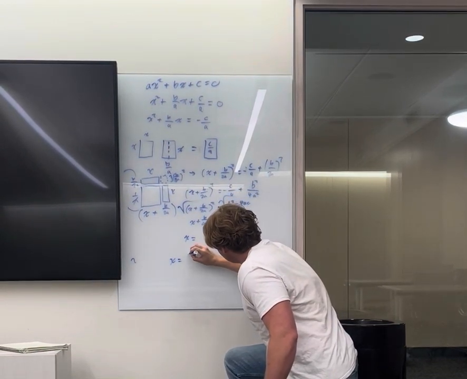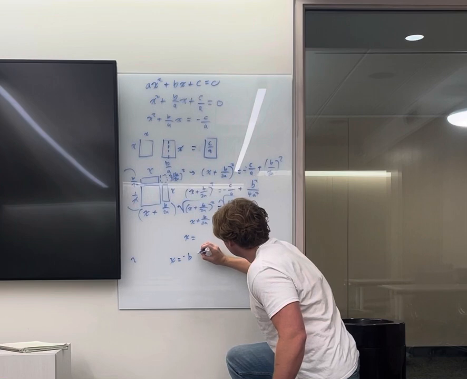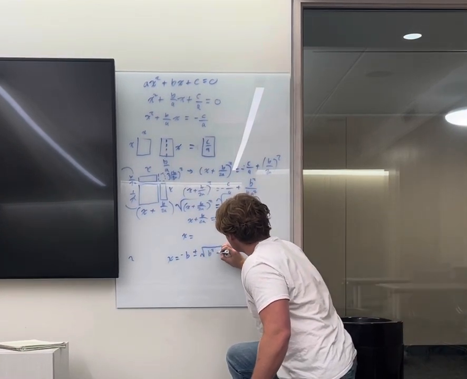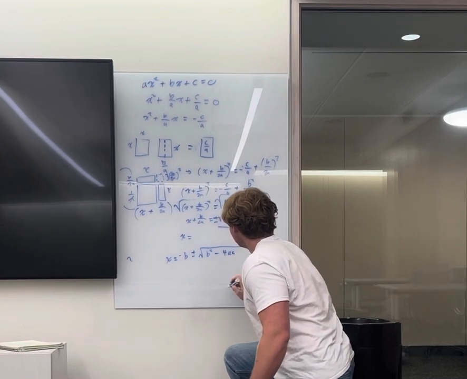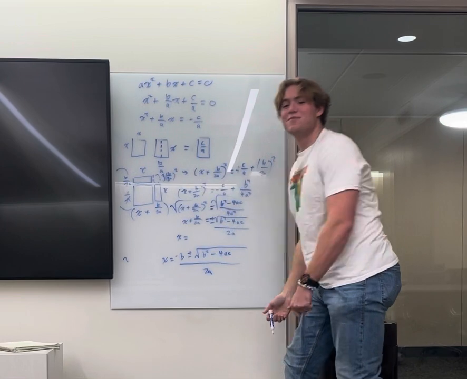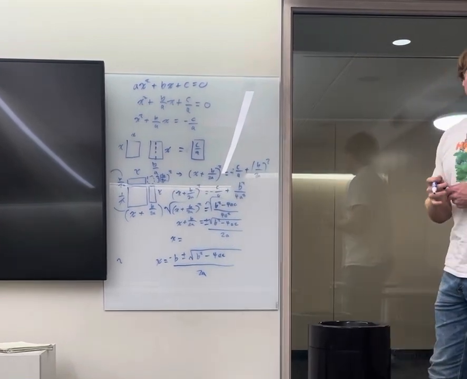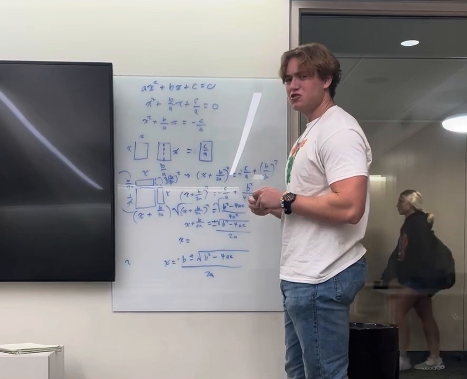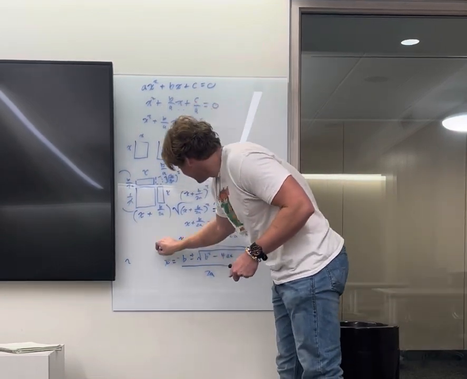We get x equals negative b plus or minus the square root of b squared minus 4ac over 2a. And that is how you get the quadratic formula, and that's how they found this out. It was probably hundreds of years ago they found this out. Right there.